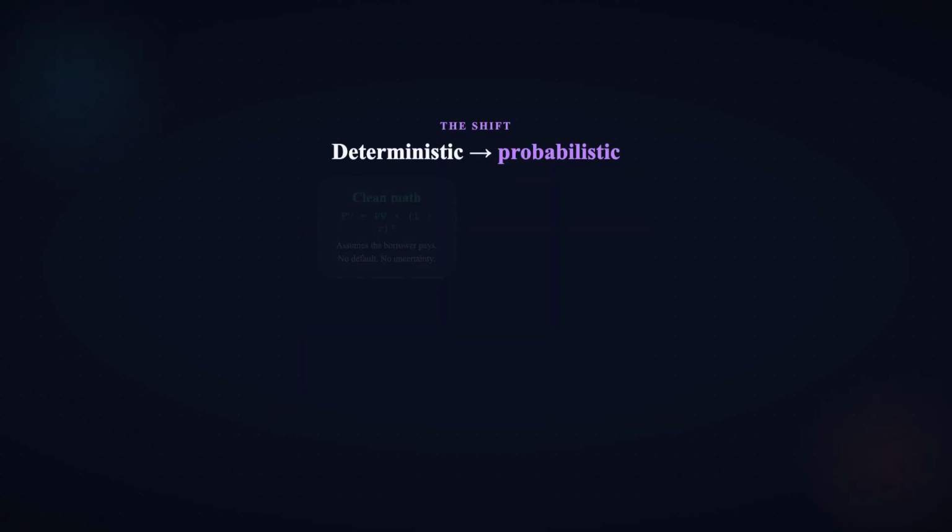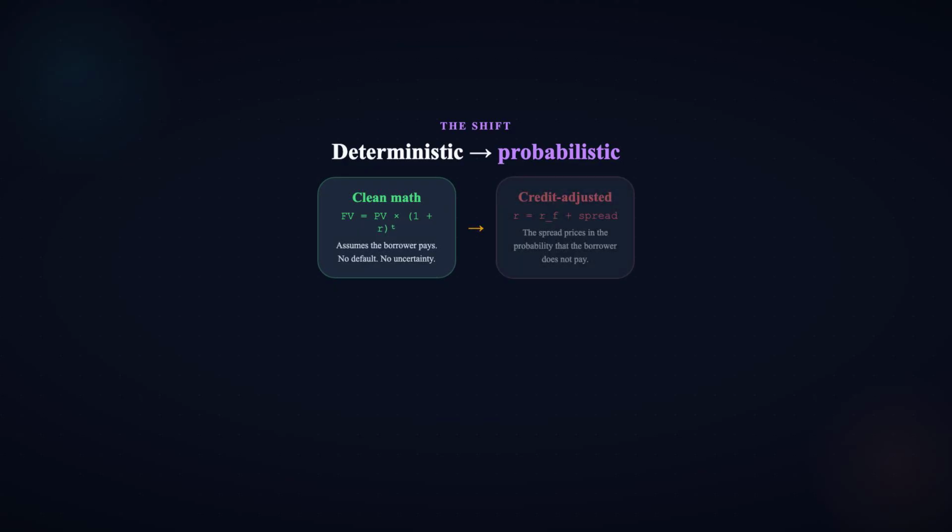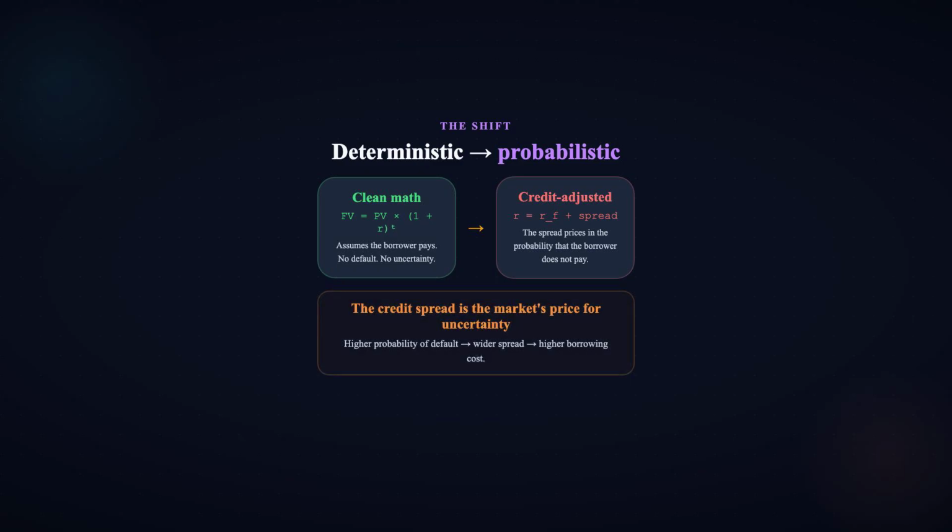Credit risk turns deterministic math into something uncertain. In Series 1, you learned future value, present value, discount factors. All of those formulas assume the payments actually arrive. The math is clean because the inputs are known. Credit risk breaks that assumption.